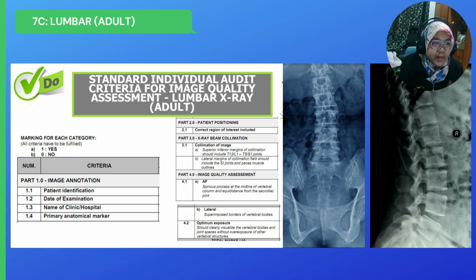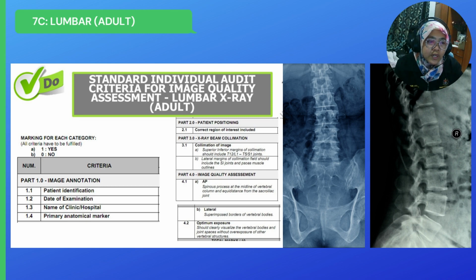The next audit part is lumbar for adult. After pass the first part, we proceed to the second, patient positioning, and collimation must include superiorly T12 or L1 and inferiorly L5 or S1 joints, and laterally must include SI joint and psoas muscle outline. This is criteria for AP radiograph, okay? So the next one, image quality assessment, spinous process at the midline of the vertebral body, and the lateral one, superimposed border of vertebral bodies, okay?